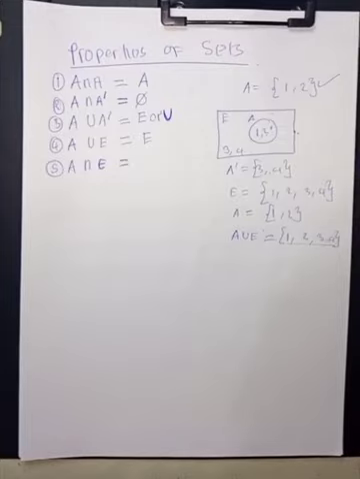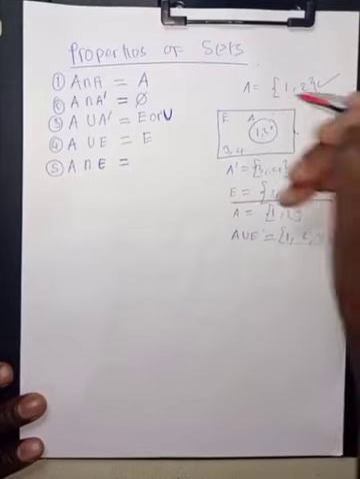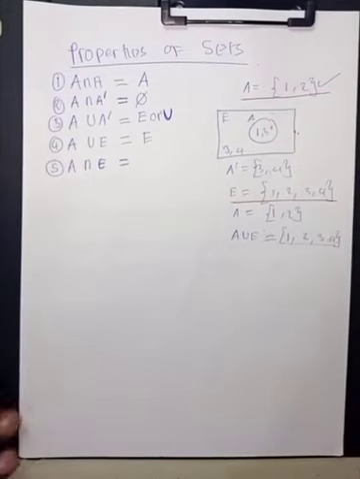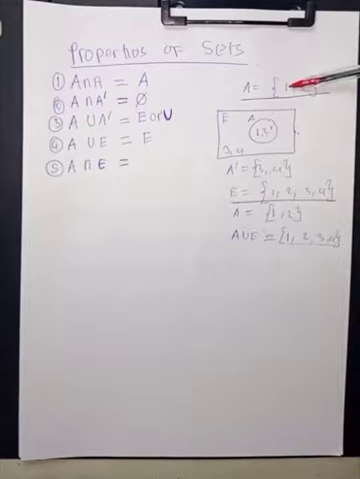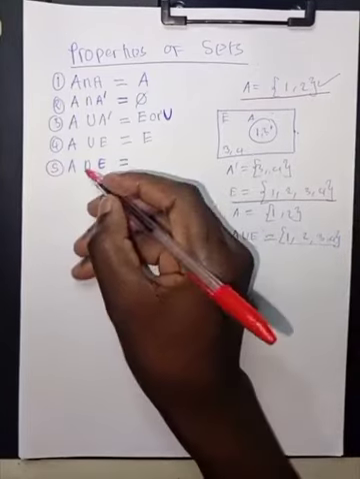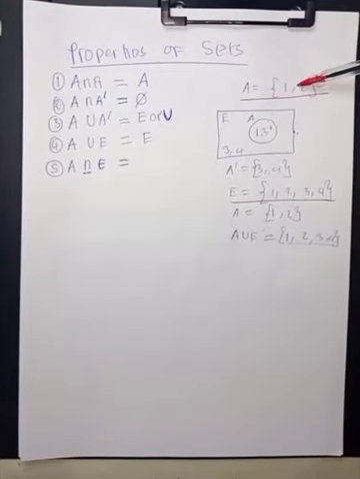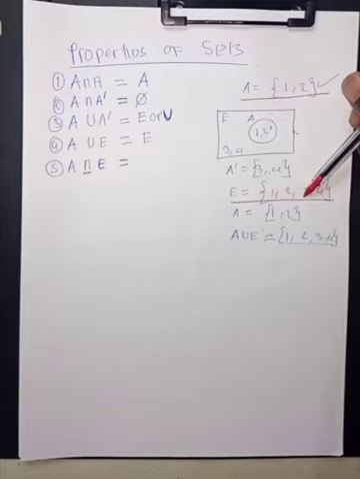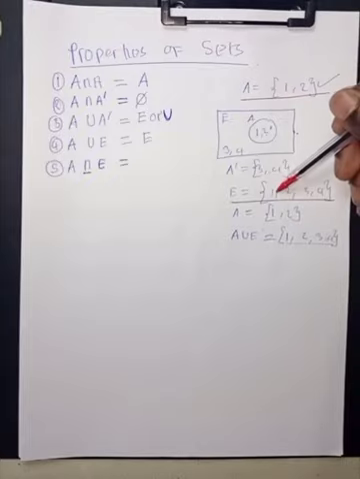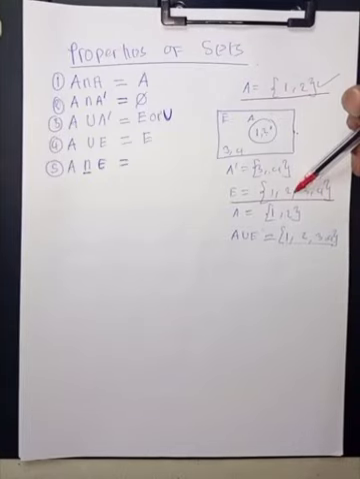So from what we have here, this is our universal set, and this is our set A. Now we are trying to find the elements which are found in both set A and the universal set. From the intersection symbol, we are trying to find the elements that are in both set A and the universal set. So we have 1 here and 1 in the universal set. We have 2 in the set A and 2 in the universal set.